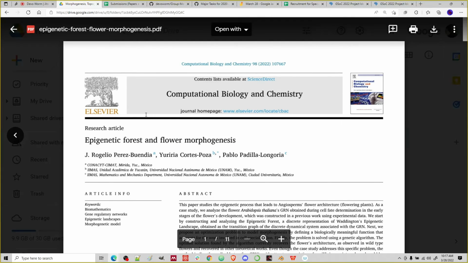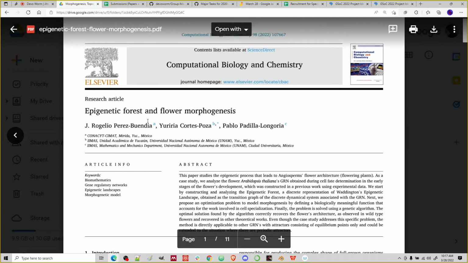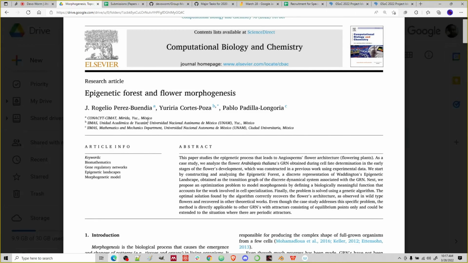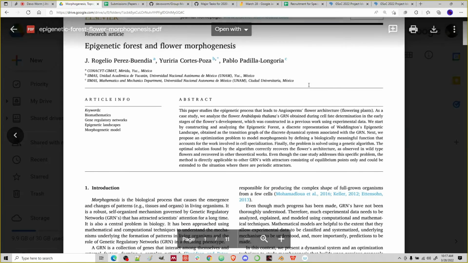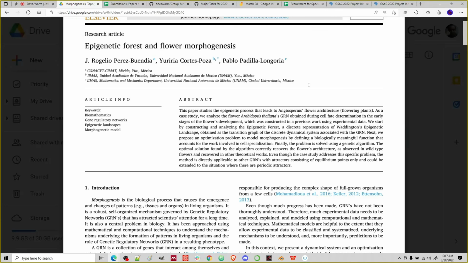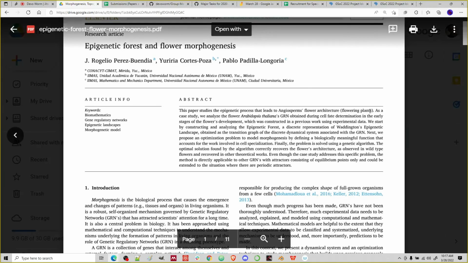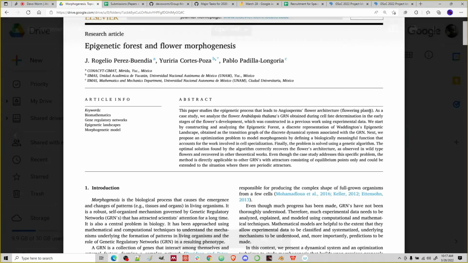The final paper, Epigenetic Forest and Flower Morphogenesis. So this is a paper on flower morphogenesis. We don't talk much about plants in this group, but this paper studies the epigenetic process that leads to angiosperm flower architecture, or flowering plants. So these are flowering plants. They have flowers. It's a specific type of morphology. It has a lot of these patterns, like you see with the lizard scales.